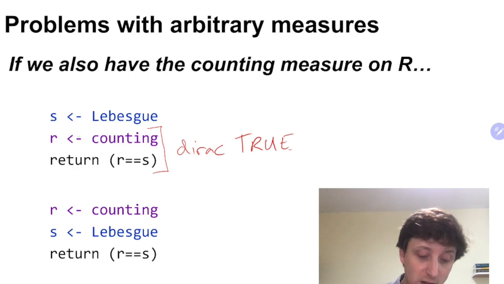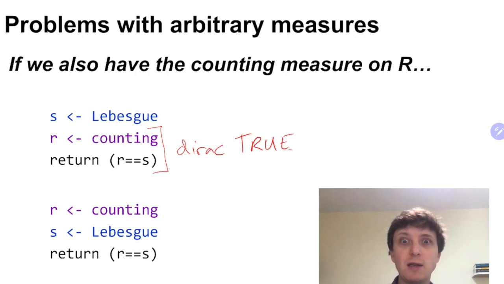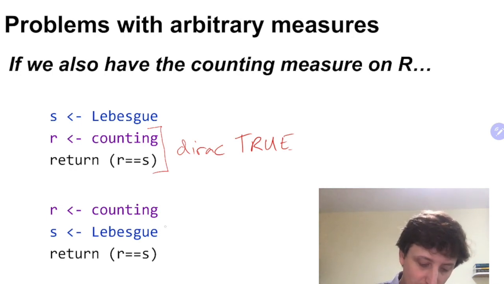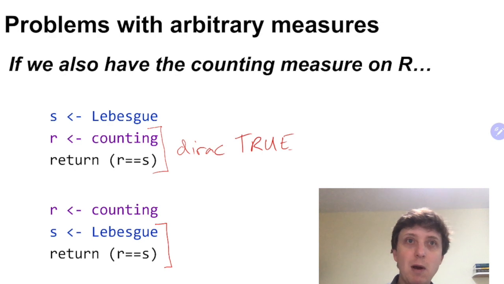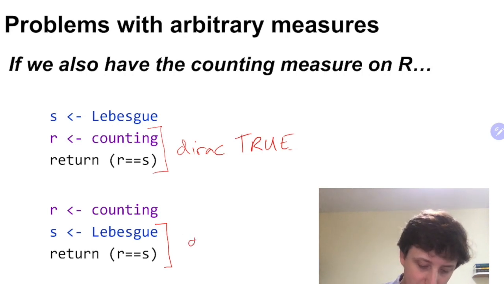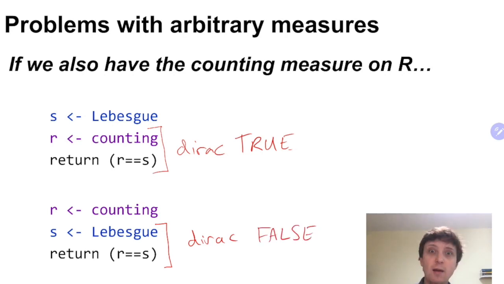And so if I integrate over the Lebesgue measure the Dirac distribution at true, I again get the Dirac distribution at true. Whereas in the bottom program here, I'm drawing something from a Lebesgue measure, and then I'm asking whether R is equal to it. And if we forget about where R came from for a second, R is almost never equal to something from a Lebesgue measure. So the law of this program is the same as a Dirac at false. I'm counting how many things give me true and false, and I'm going to see that one thing gives me false, and that's it.